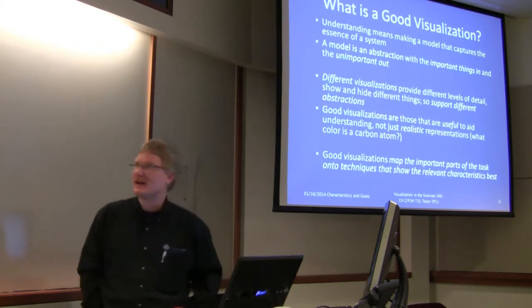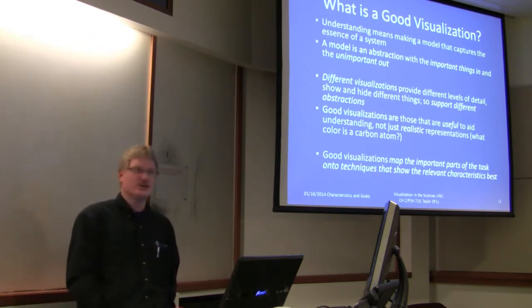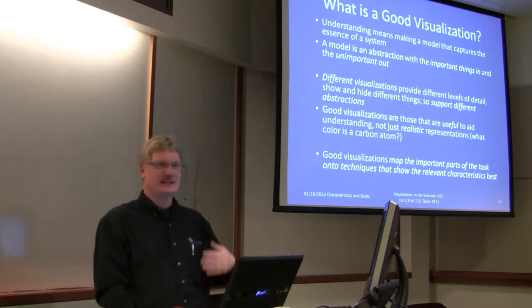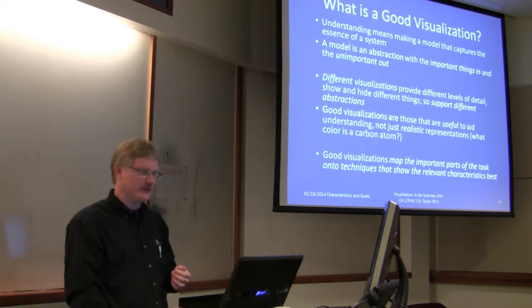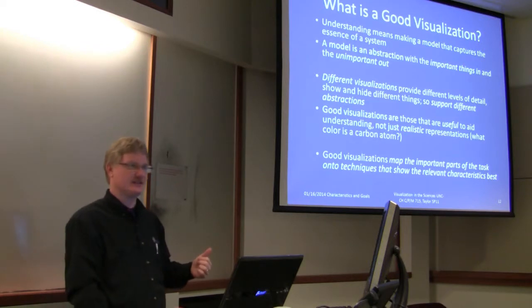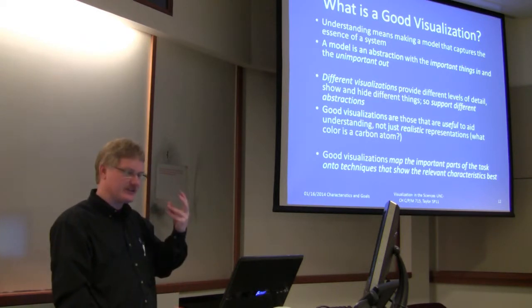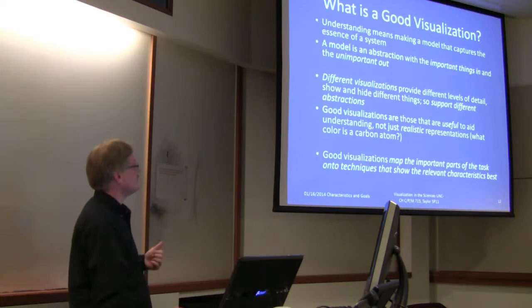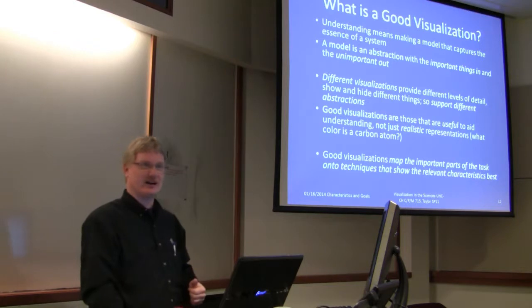Okay, so going back a little bit to what I talked about in the last lecture, asking what's a good visualization, right? And I said it wasn't whatever's the coolest visualization. Let's put some meat on what it means, right? So understanding means making a model that captures the essence of a system, right? I want to understand what's going on in the essence. I want to have a simplified model. So a model is an abstraction with the important things in and the unimportant things out, right?